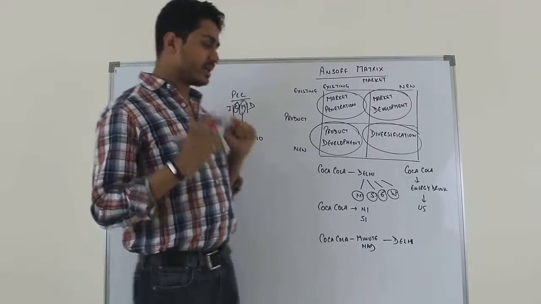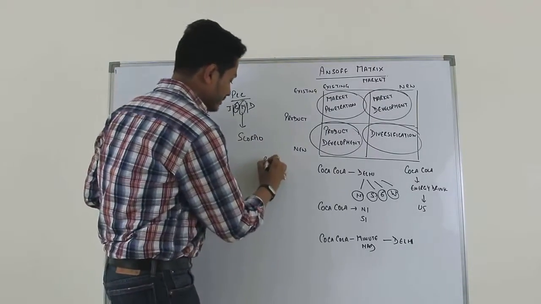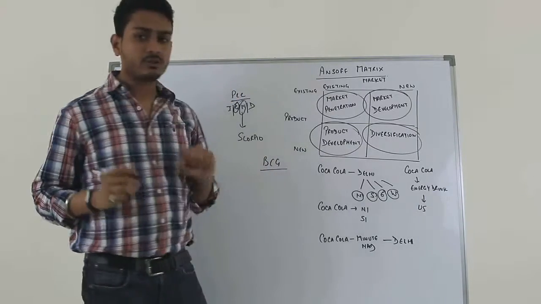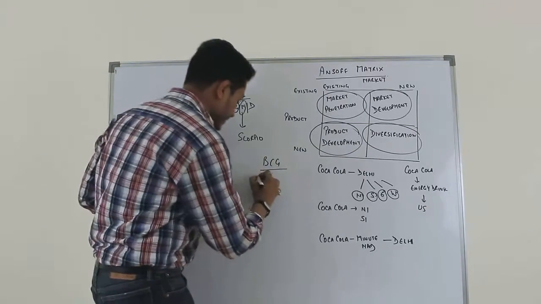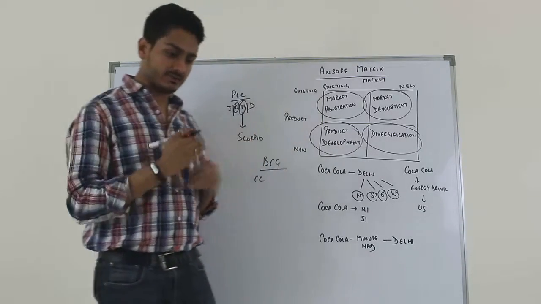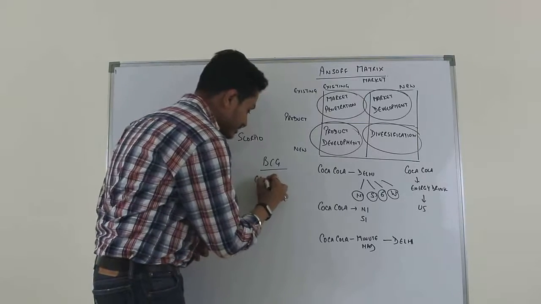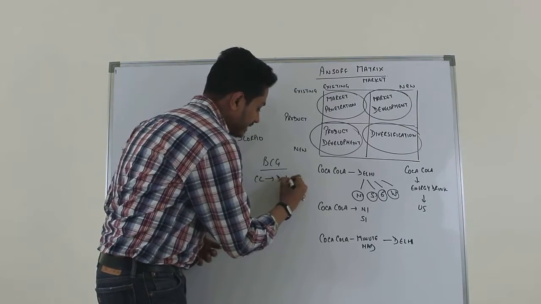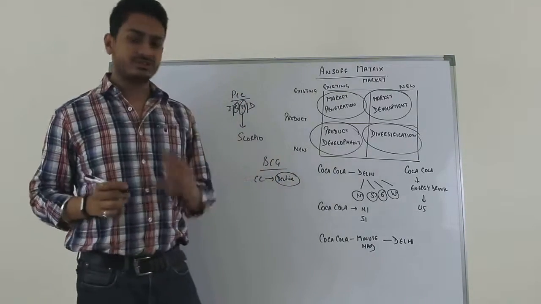Now, out of the three strategy choices, we also looked at the BCG matrix. When we looked at the BCG matrix, we said that we have a product called a cash cow, high in terms of market share, low in terms of market growth, and the next logical stage of the cash cow is that it will decline because it is at the maturity stage.